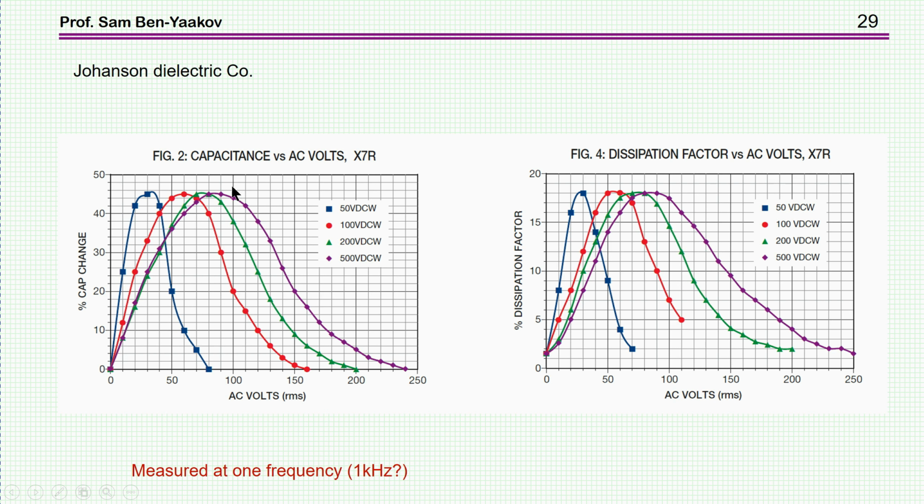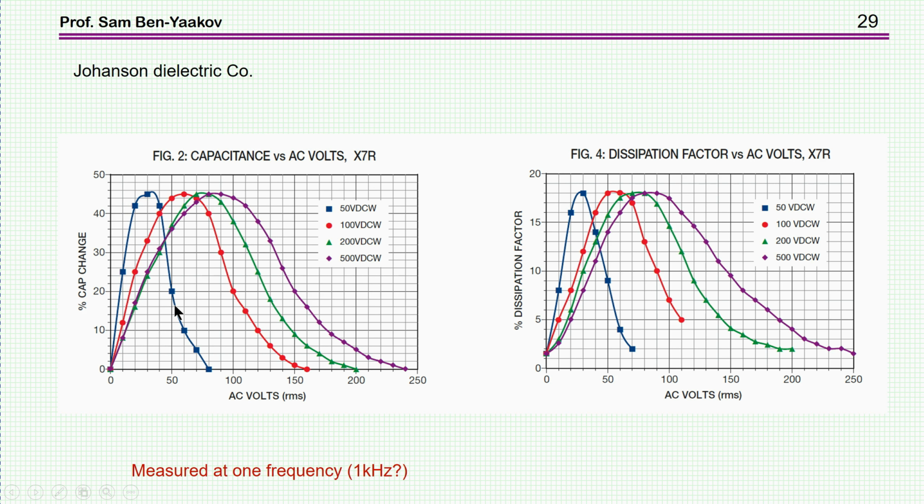Okay, so let's have a look at the X7R again. Now, the difference between these two is these are capacitors which are rated for different voltages. This is 50, 100, etc. So let's have a look at the 50. Okay, here it is. So what we see here is that as we increase the amplitude of the AC excitation, the capacitance is going up to 30%, and then it starts to drop.